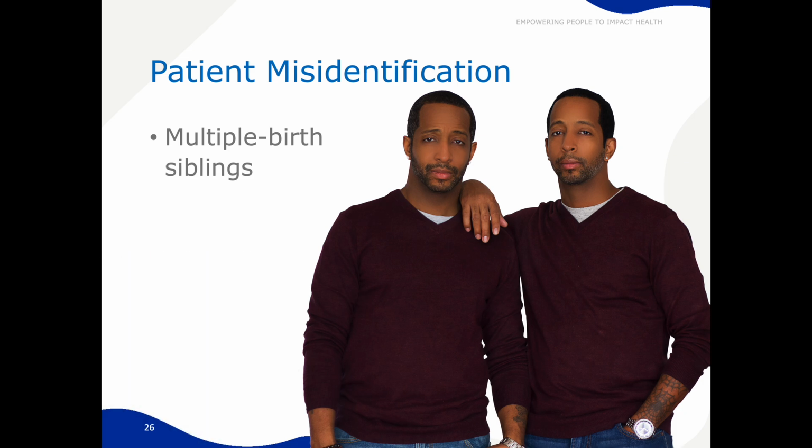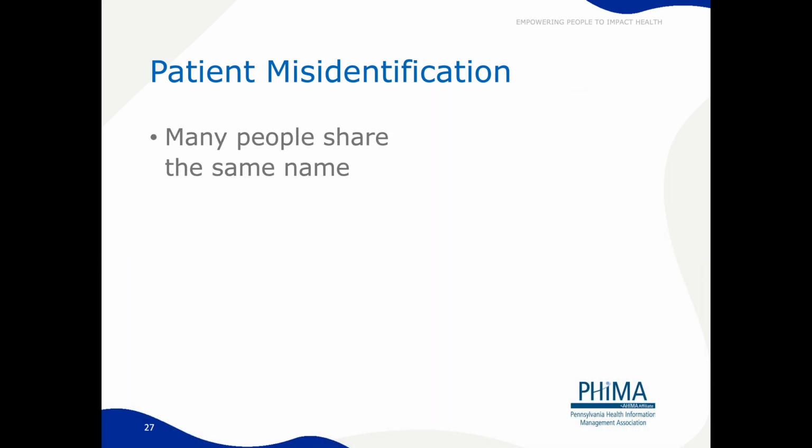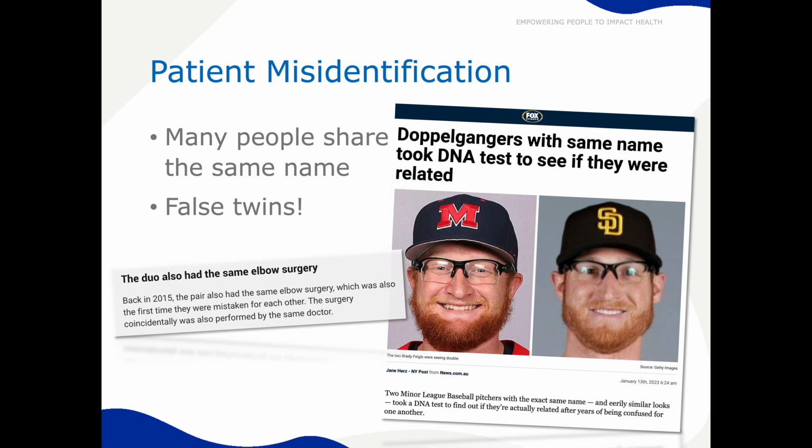And then, of course, there are people that share the same name, and they're often confused with other patients. A crazy recent case: two minor league baseball players had the same exact name, looked exactly the same, in the same sport, at the same level, and even had the same injuries and the same surgery to repair it. This crazy coincidence was only discovered when the two were confused on news reports about the sports injuries.